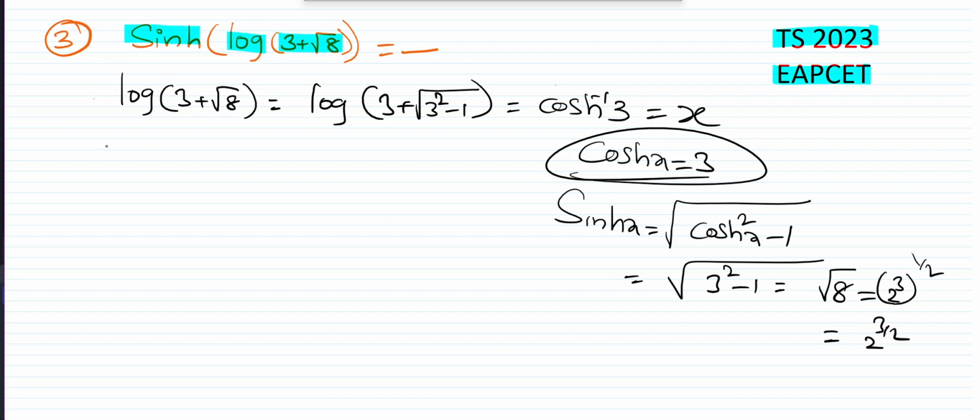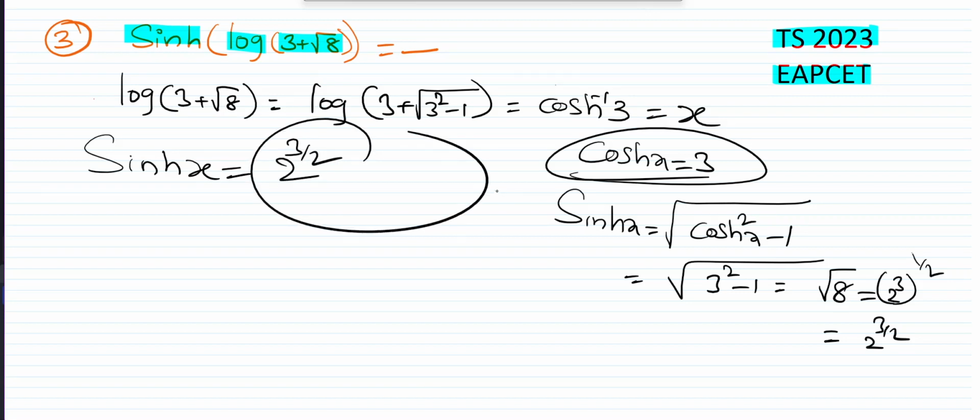Now substituting in the problem, the given problem is sinh of log of 3 plus root 8. That value is taken as x. Sinh x, that is, already we know that the sinh x value is 2 to the power of 3 by 2. That is the required answer.